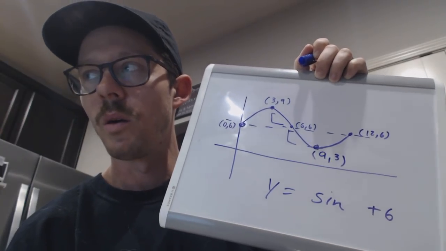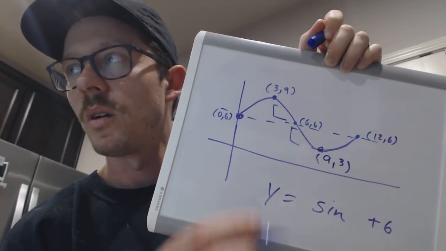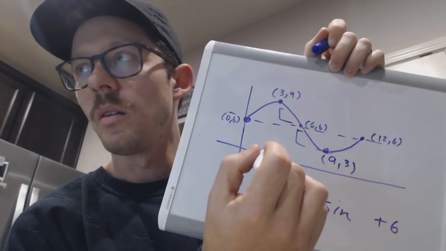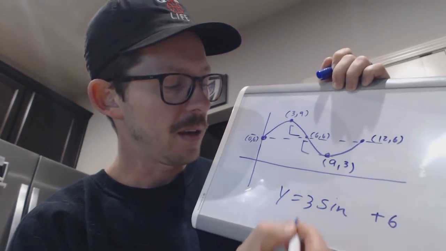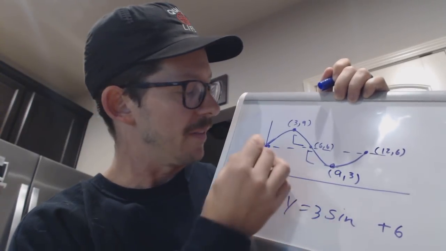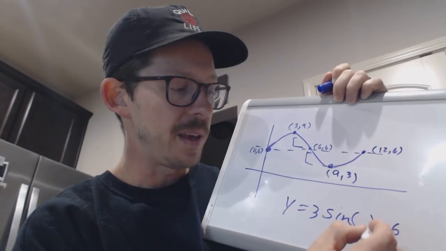Okay, now, what would you say the amplitude is? If you look at the amplitude, from 6 up to 9 and from 6 down to 3, the amplitude would be a 3. It started going up, right? So it needs to be positive. If it started going down, you just put a negative there. And all we got to do is figure out the B value, right?